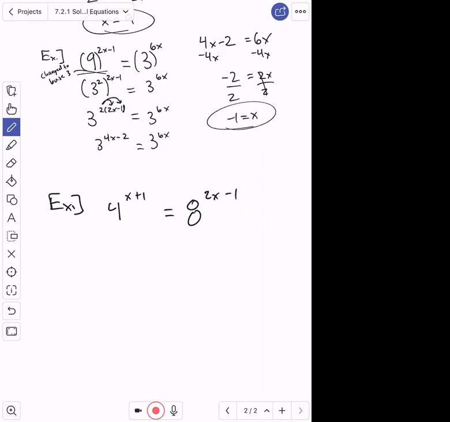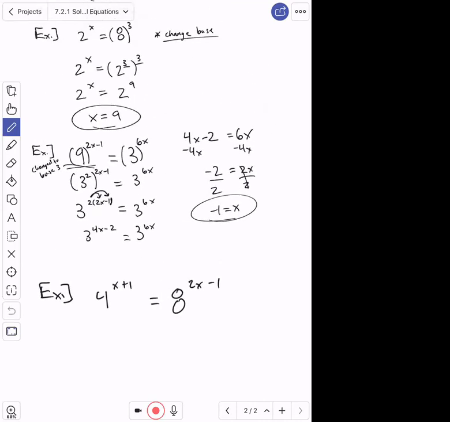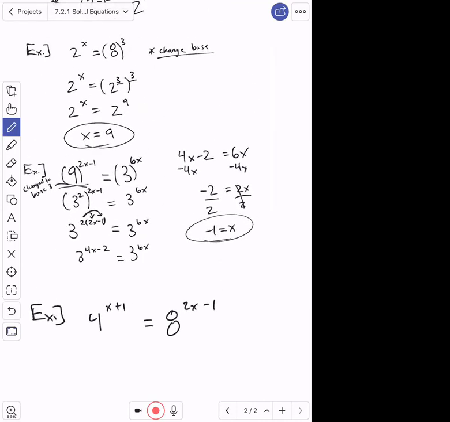Okay. The last two examples, we only changed one base, right? We took 8, we changed it to base 2. The other side was already base 2. Here we took the left side, the right side was already base 3, and we could change 9 to base 3.